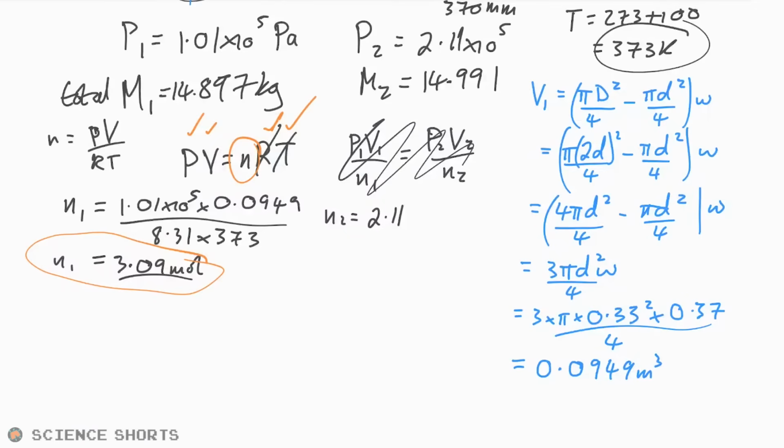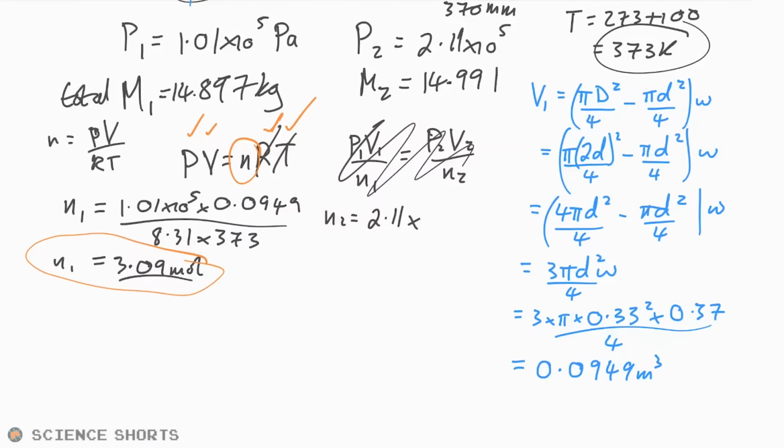Do you know what? There's actually an easier way of doing this. Maybe not. Times by, well, I'm going to need V2 as well. Oh, sorry. Man, I've messed up here. This is where I'm getting confused. This volume stays the same, so actually this is just the volume as is. That's quite easy. Then we can just pop in 3.09 moles, divide that by 1.01, and then times that by 2.11.